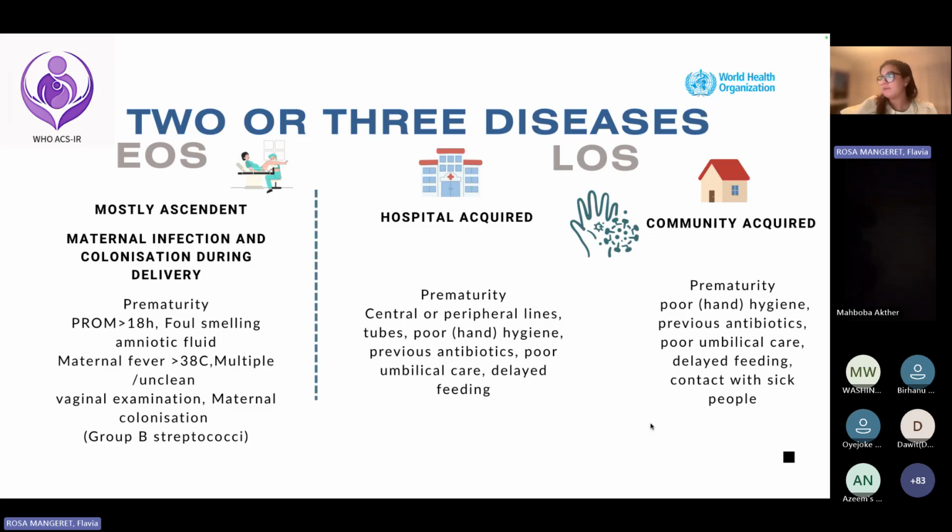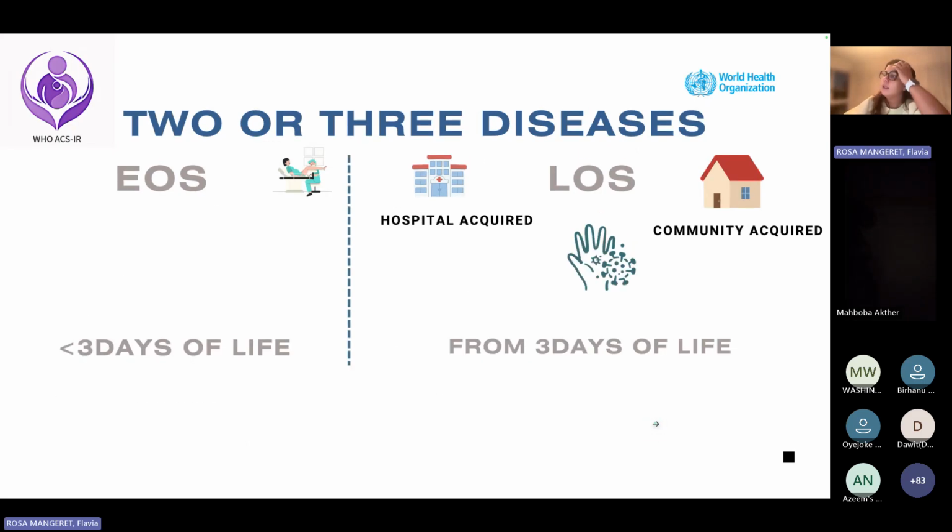ecology will be different. So again, temporality is basically a convention. Less than 3 days of life, early onset sepsis; more than 3 days of life, late onset sepsis. But there is a plausibility behind that. The time for colonization will take about 36 hours. And then you have to manifest the infection.